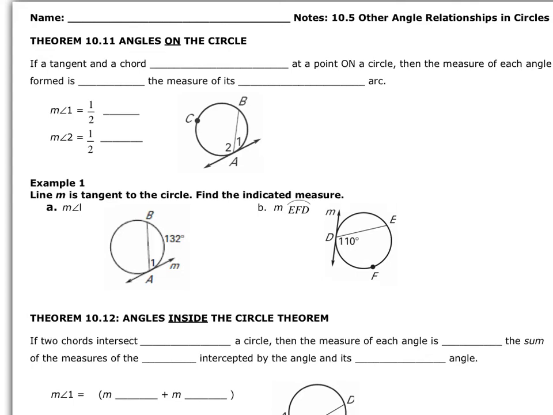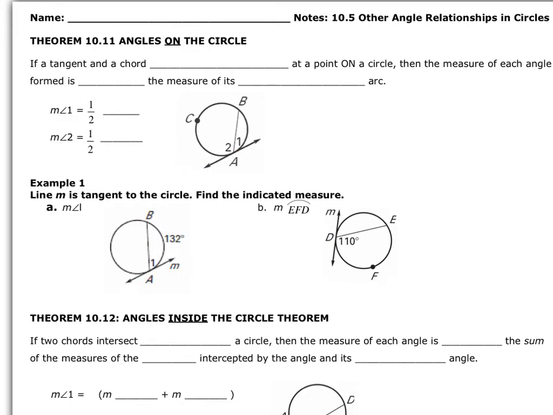Okay, 10.5. Now we're going to talk about more angle relationships in circles. And remember, again, I'm going to stress the importance of where the vertex of the angle is in reference to the circle. Last time we talked about inscribed angles whose vertex is on the circle, and the measure of that angle is half of the arc.